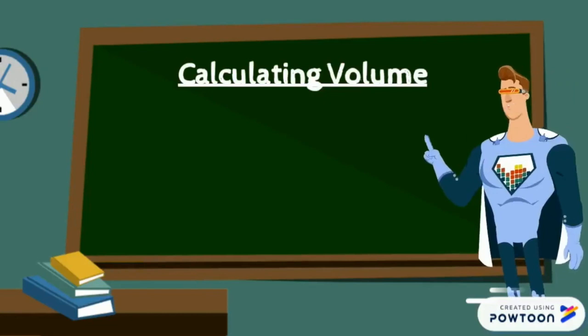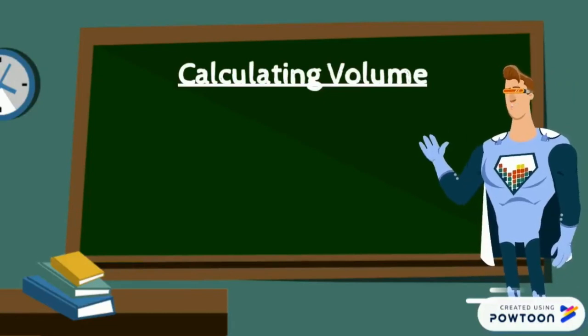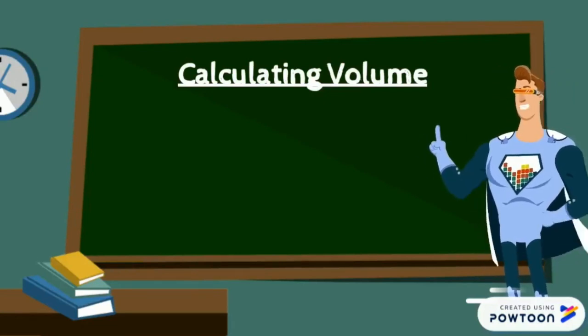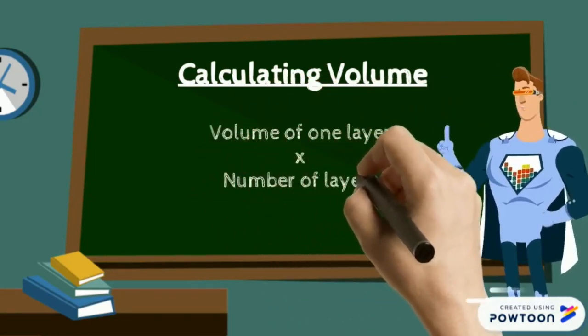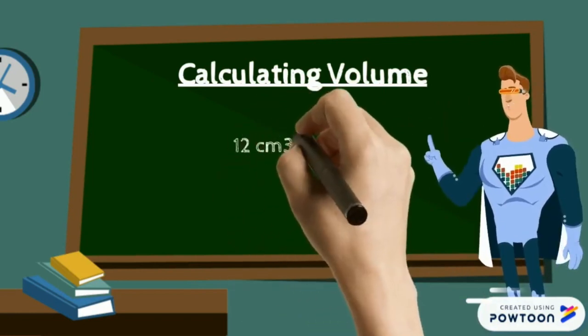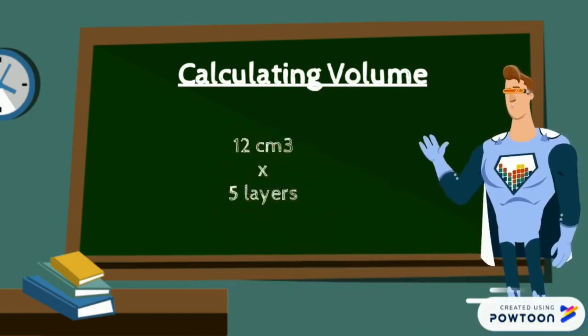From here, we can now calculate the volume of this rectangular prism by simply multiplying the volume of the first layer by the number of layers, which in this case is 12 multiplied by 5, which gives us a volume of 60 cubic centimetres.